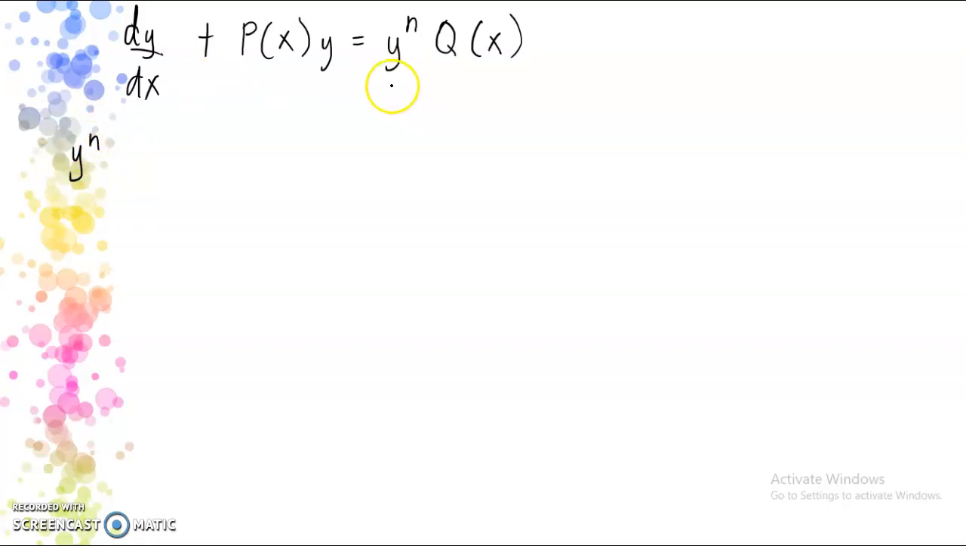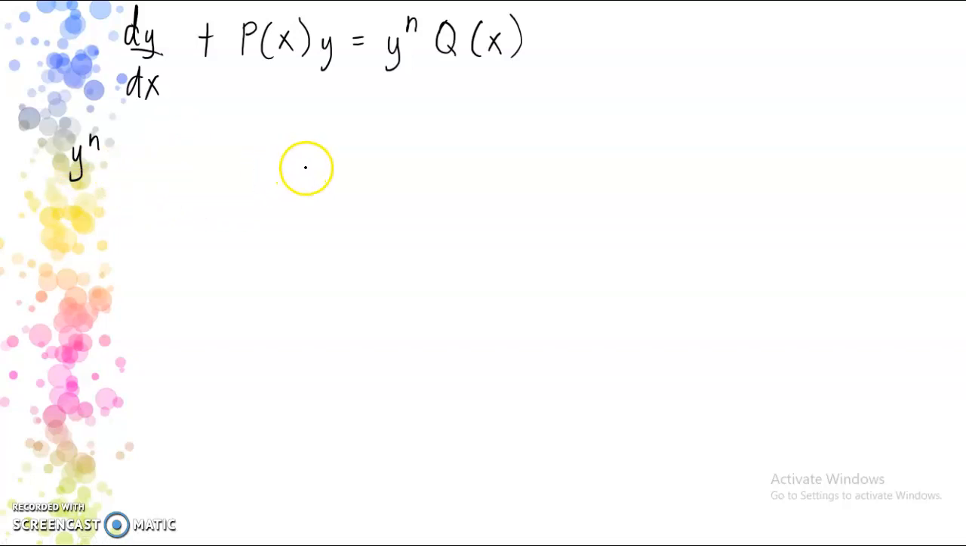Because earlier, in the linear equation, dy over dx plus p of x y is equal to q of x, there was no y raised to n. Now, under the Bernoulli equation, we have y to the n. As we said, the expression y to the n in terms of the dependent variable is what makes it distinct from the linear form.